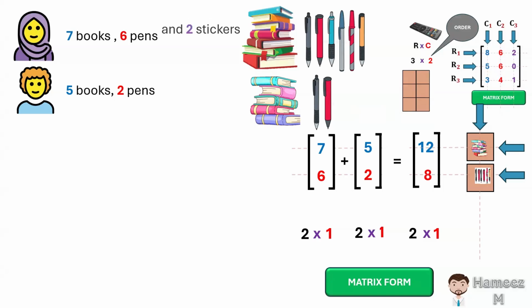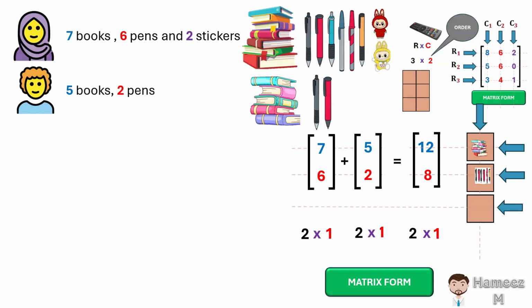What about if we have 2 Lubaloo stickers that Sarah brought to class? Then can we put that information? We need a third row. And of course, that means our answer will be 3 pieces of information accordingly. So let's change Sarah's information. 7 books, 6 pens, and 2 stickers.